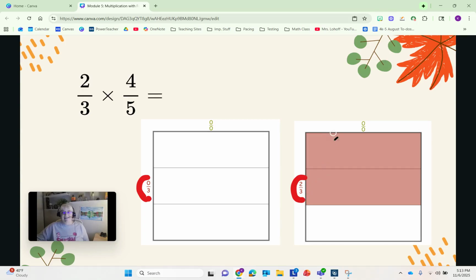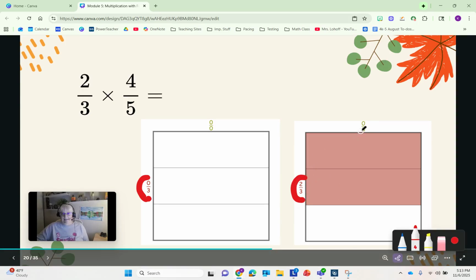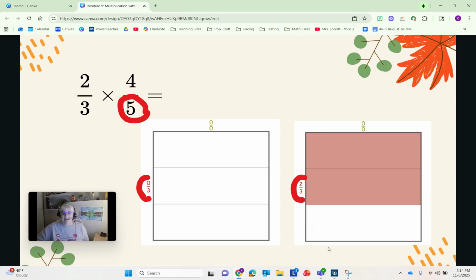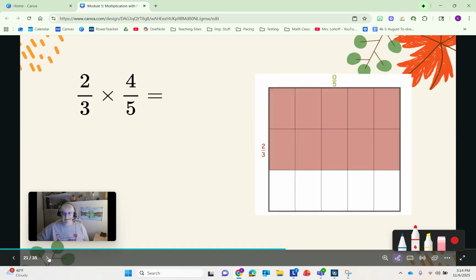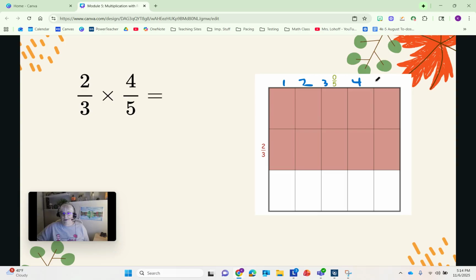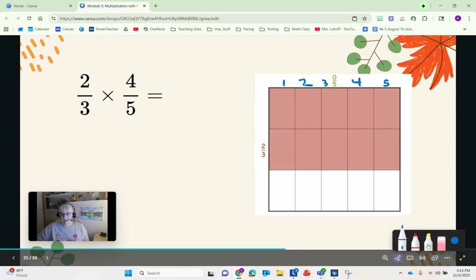Now we need to divide this other side of the box, from the top down, to make columns into 5. We need 5 columns, and we're going to color in 4 of them. So here it's been divided into 5. If I look, I can see, let me get a different pen here. I have 1, 2, 3, 4, 5, right? And we have 3 along the side. So now they're going to color in 4 of these columns. It's going to look like this.